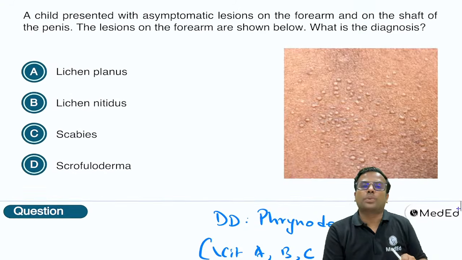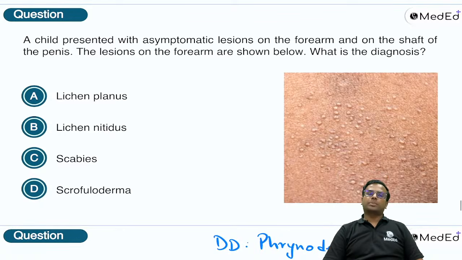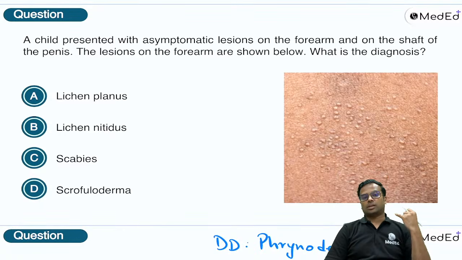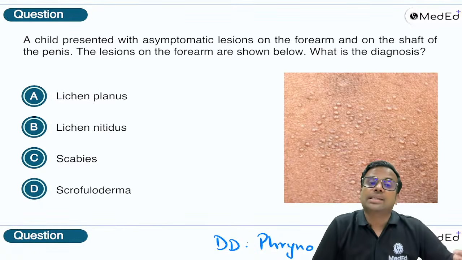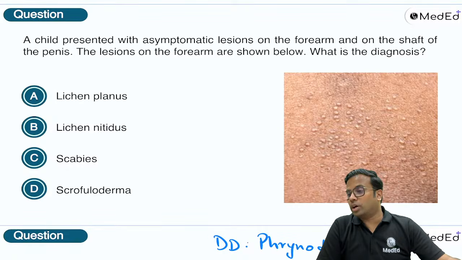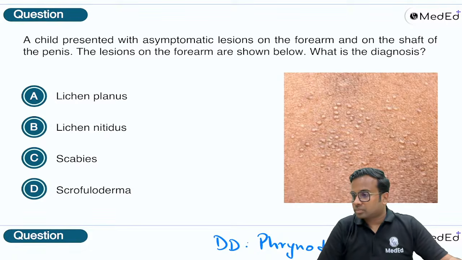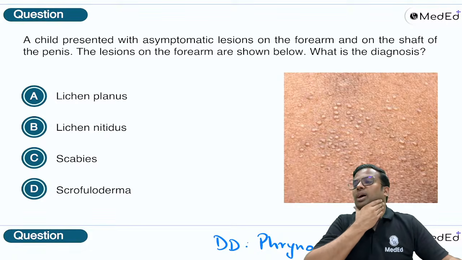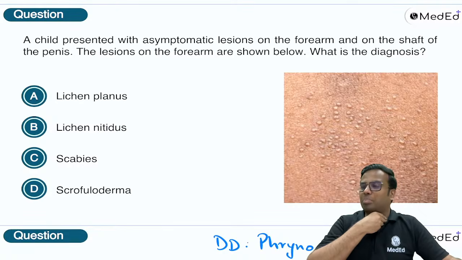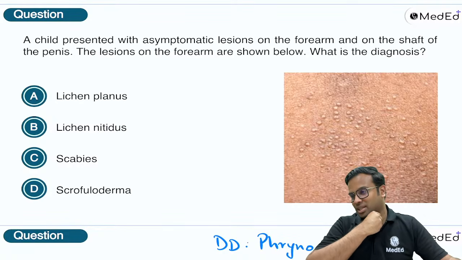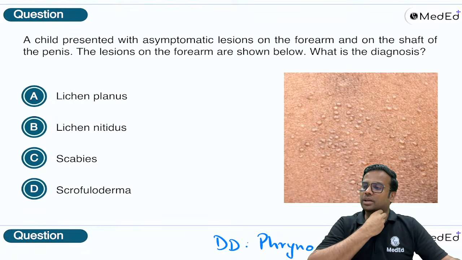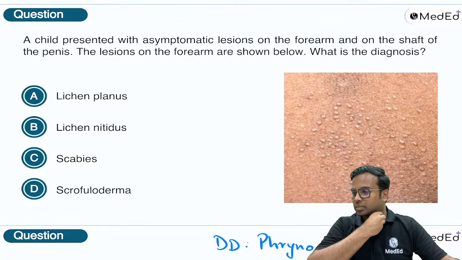But when you see the options, what is written in the options? Lichen planus, lichen nitidus, scabies, and scrofuloderma. So here the capsaicin is only for the pain. It's not a treatment as such. For pain relief, yes, we can use it, but for the treatment, it should be gabapentin.